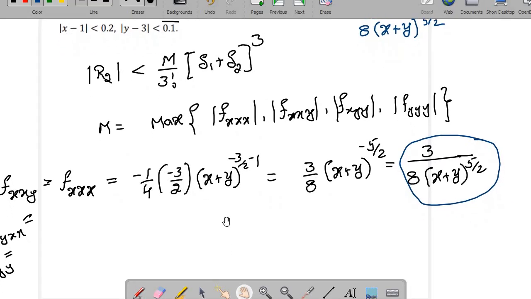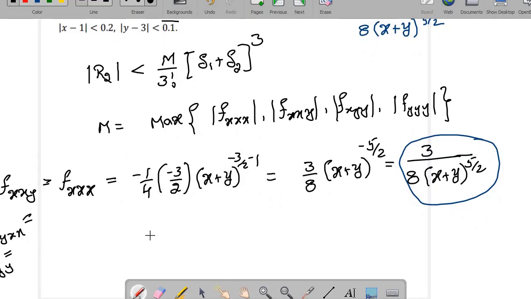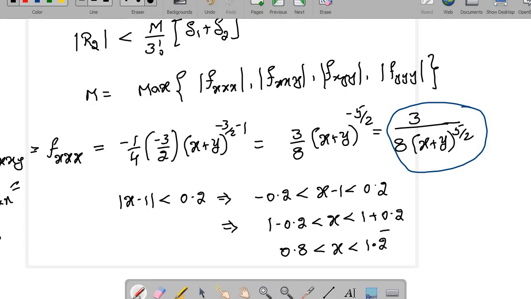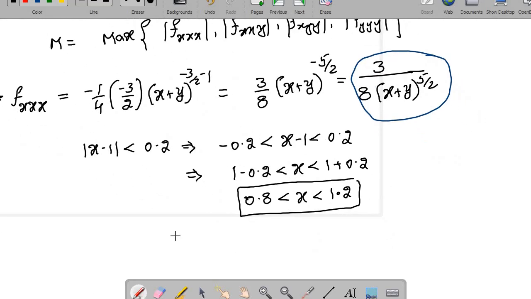So what is the region? Mod x minus 1 is less than 0.2. This can be rewritten like this: minus 0.2 is less than x minus 1 is less than 0.2. Adding 1, you get 1 minus 0.2 is less than x is less than 1 plus 0.2. Therefore you have 0.8 less than x less than 1.2. So in the given region, x's maximum value is 1.2 and minimum value is 0.8.